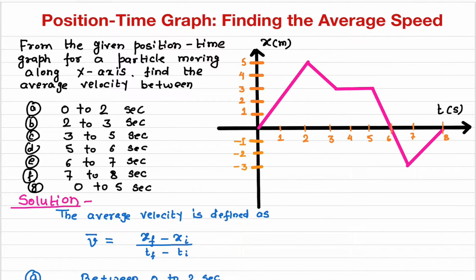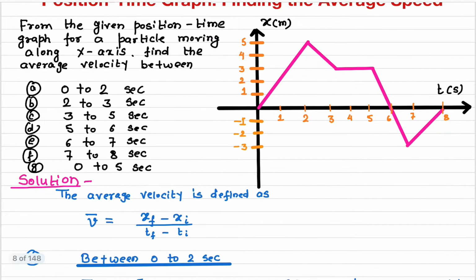What we are interested in calculating from this position-time graph is the average velocity in this range. In each time range, we have to find the average velocity. In order to find the average velocity, what we need is the final position, the initial position, and the time difference.